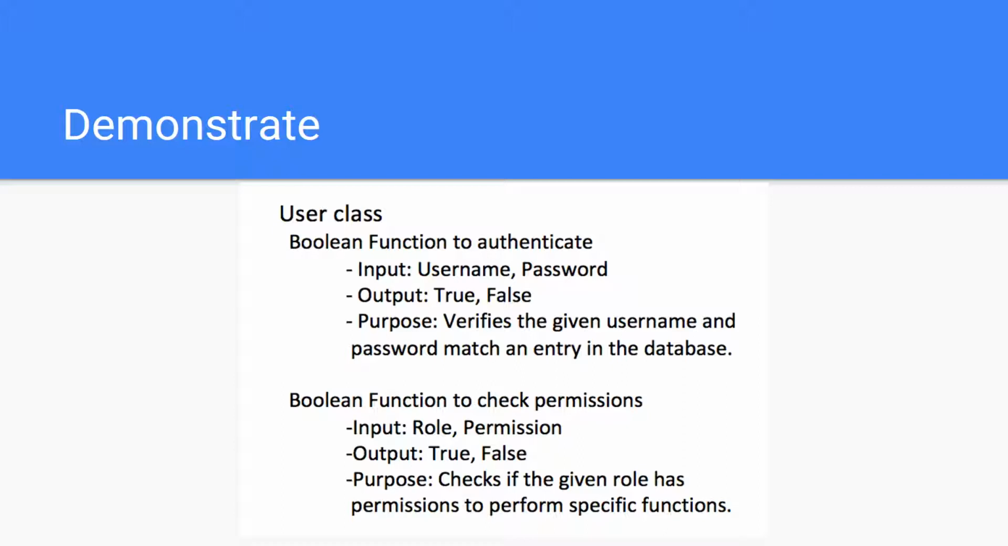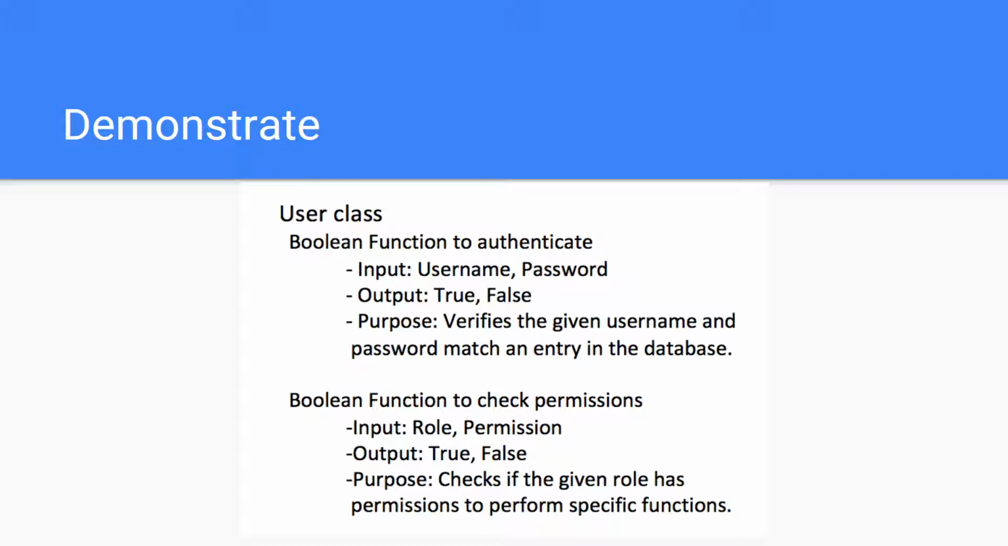We start with our inputs. This is what the function is going to need in order to execute properly. So this function is going to need the user's username and password. Next, we state the outputs. This is what the function is going to return when it is finished executing. In this example, the function will return a true or false.